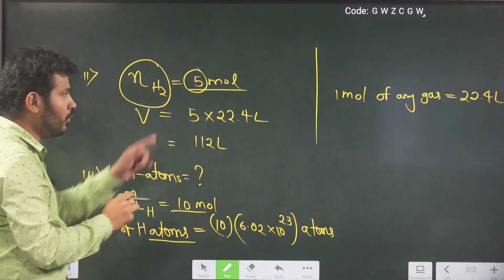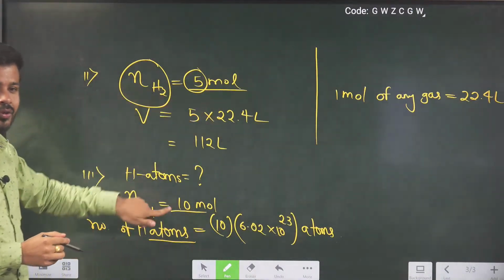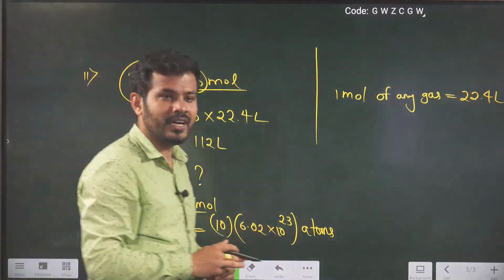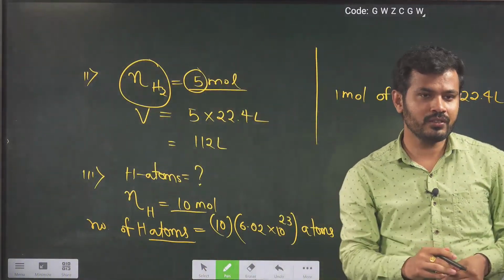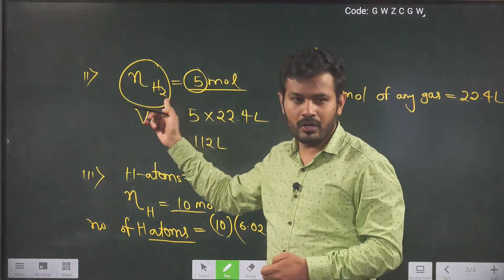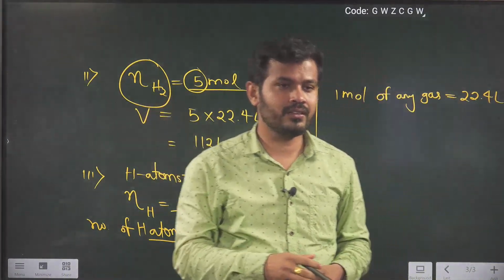Right? 5 moles of molecules are there and 10 moles of atoms are there. So 10 moles means 10 into 1 mole, these many atoms. What about ions? There is no ion in this, na? Hydrogen molecule, H2 molecule is there, and hydrogen atoms will be there in that.